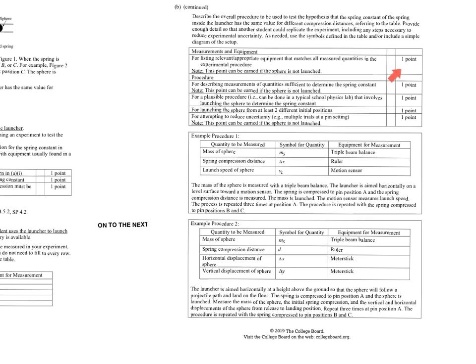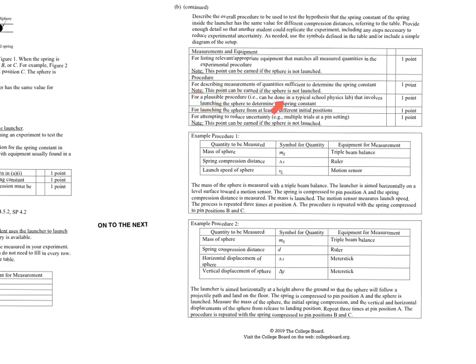In part B, you got 1 point for just listing appropriate equipment and those things that would measure the quantities. So here they say that this point can be earned if the sphere is not launched. So that's what I was talking about with that force equals kx equation. You could get points even without saying that you had to launch it. Same for this one, for describing measurements of quantities sufficient to determine the spring constant, so making sure you listed all those variables that you need.